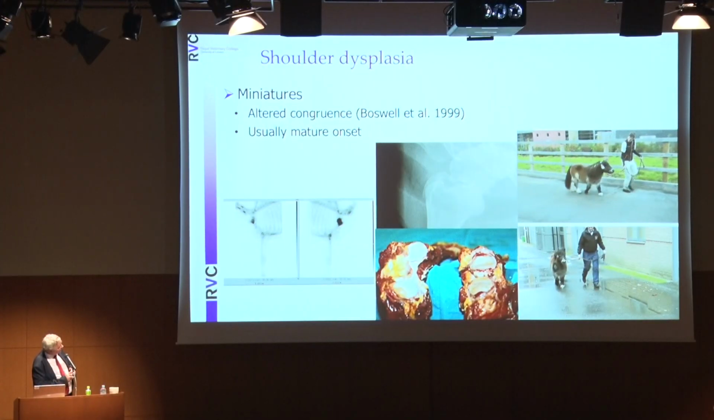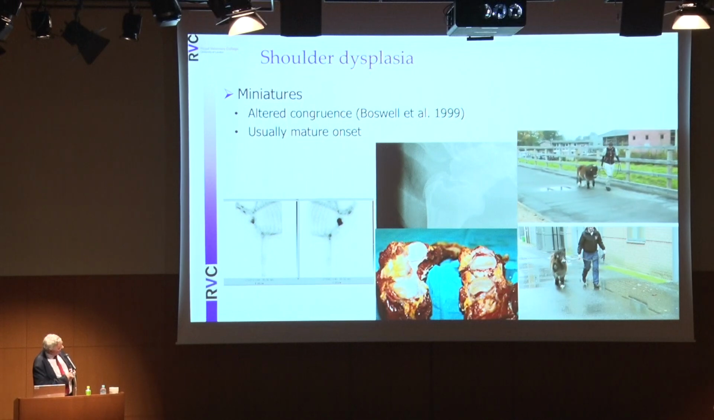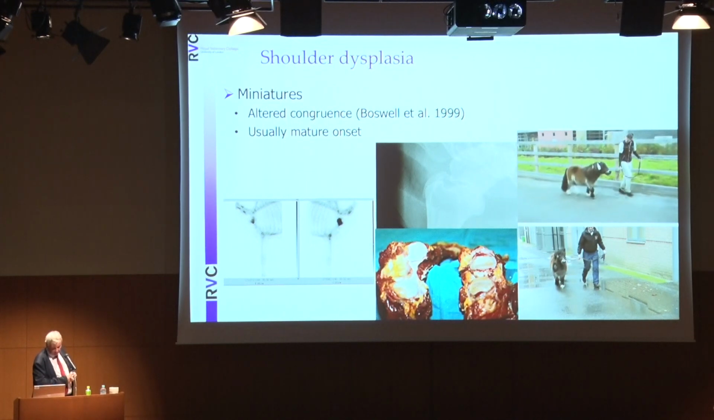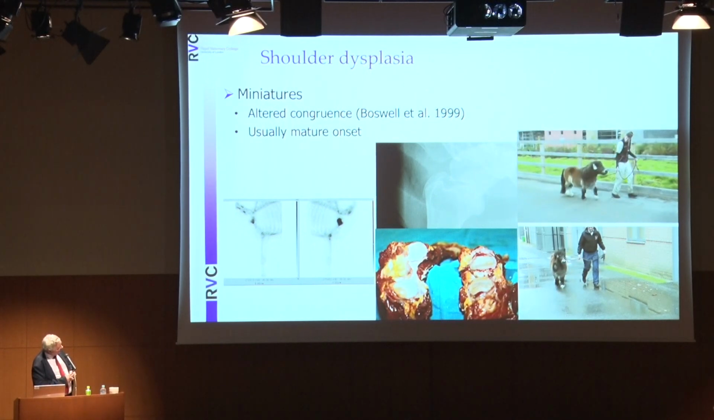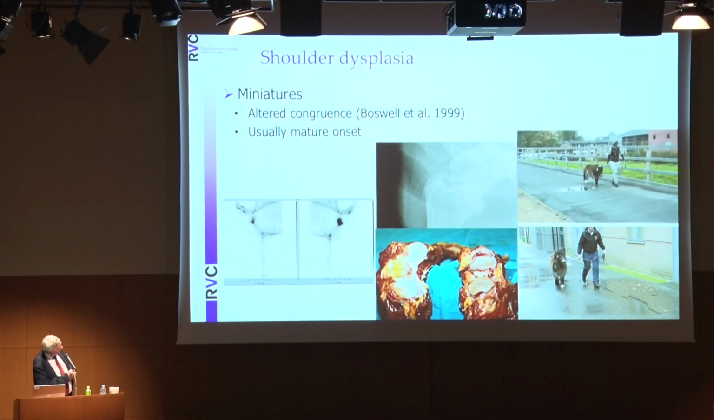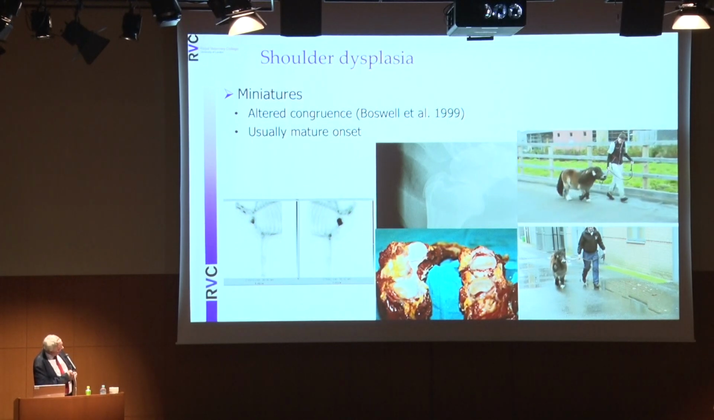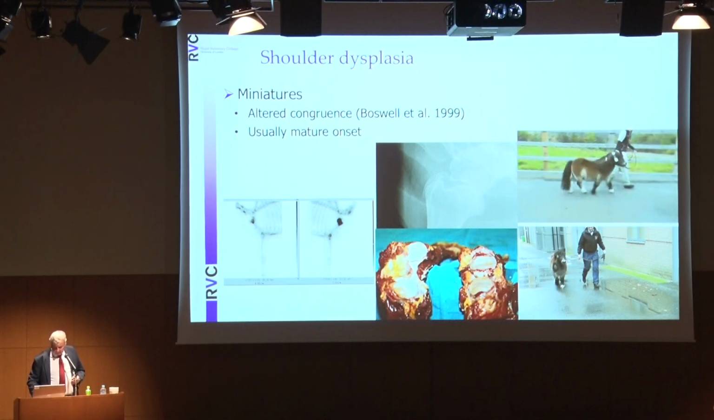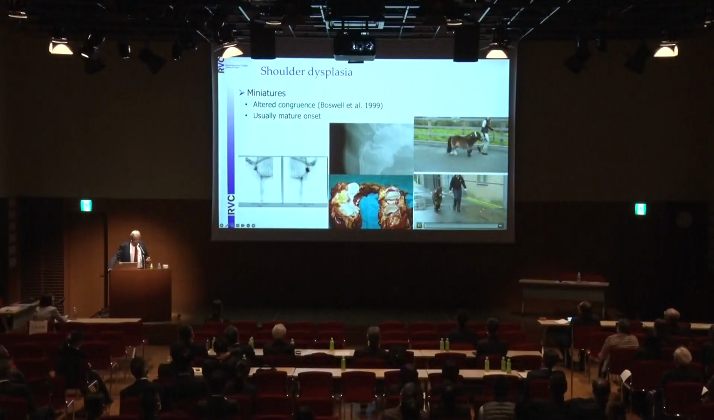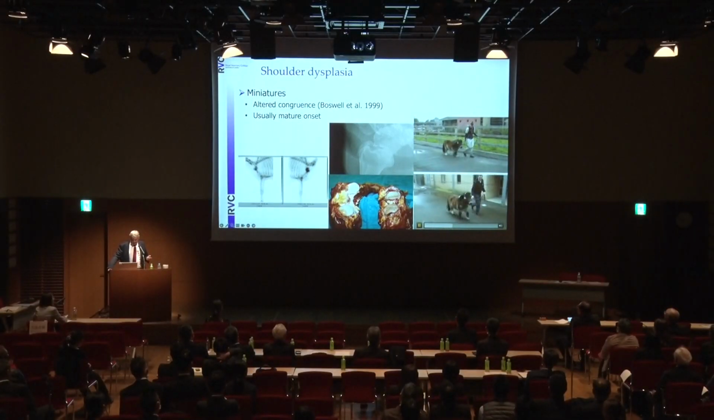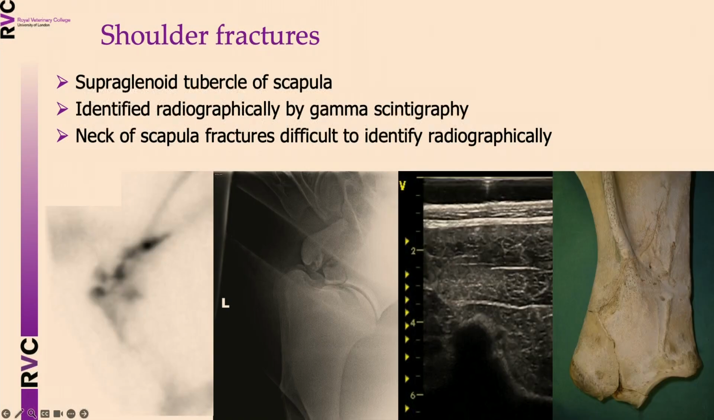And this is a case of shoulder dysplasia, which is due to an altered congruence in the joint surfaces and causes a very severe arthritis. But the bone scan was used to identify the shoulder as the site of the problem. And this is after blocking the shoulder. Not sound, but improved.